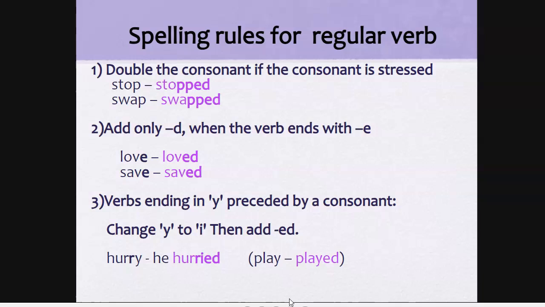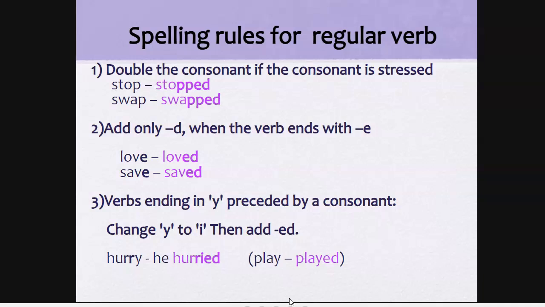The first rule: double the consonant if the consonant is stressed. For example, stop, stopped; swap, swapped. Double P, you can see. The second rule: add only D when the verb ends with E. Love, loved. Save, saved.